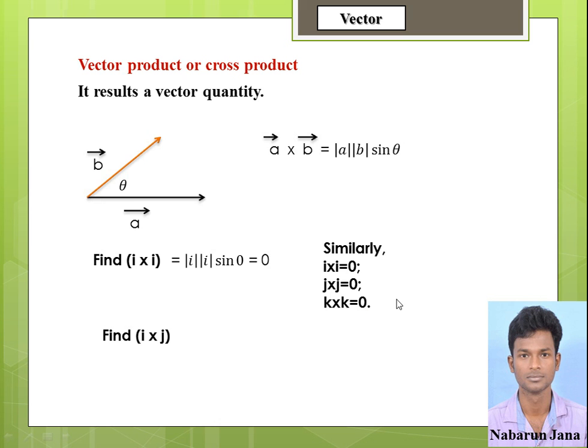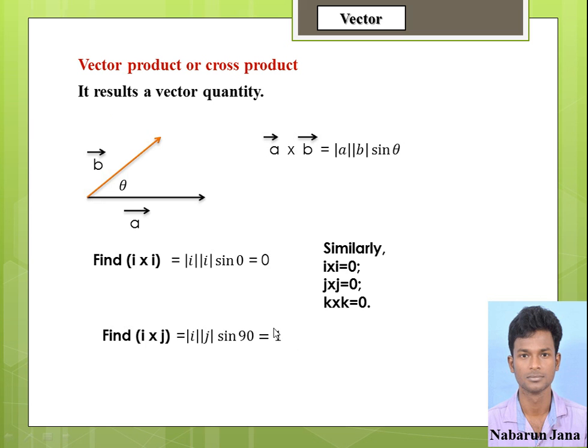Now find i cross j. What is i cross j? Yes, apply this formula. It is mod i into mod j into sine of the angle. So i cross j, the angle between i and j is 90 degrees, you know. So it is 1, but it is written here that the vector product results in a vector quantity.